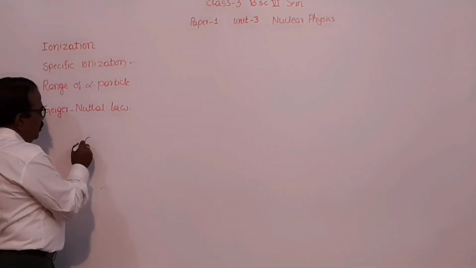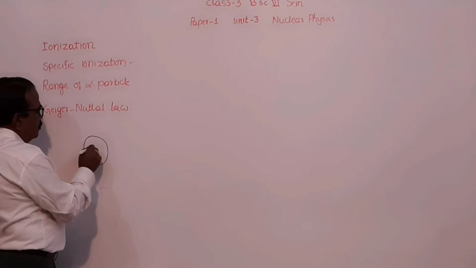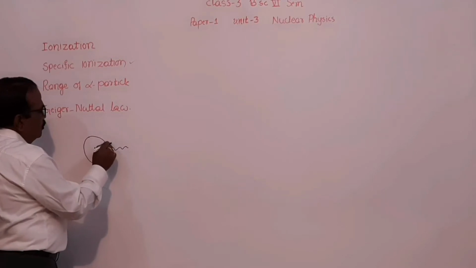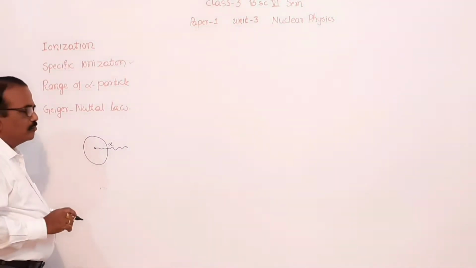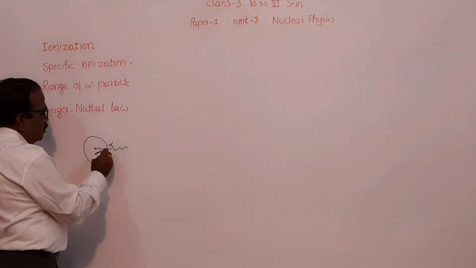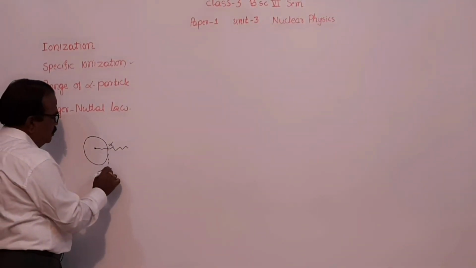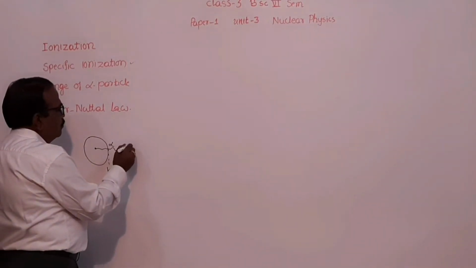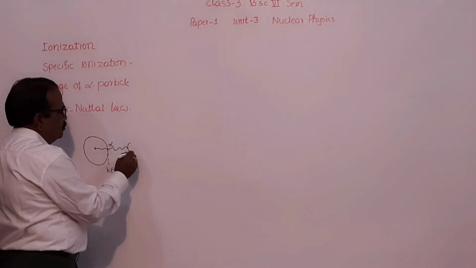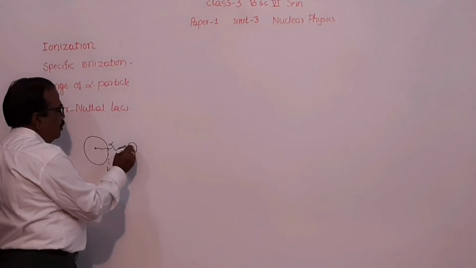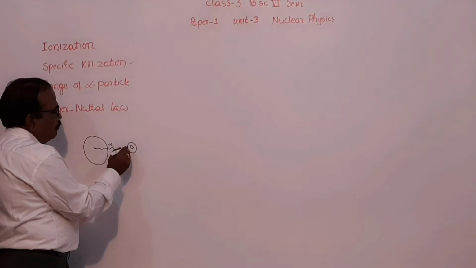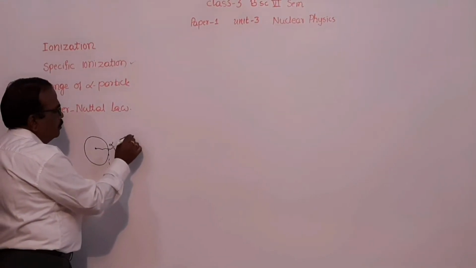You know that from the radioactive element, alpha particle is emitted. Assume that this is an alpha particle. Initially, it has got certain kinetic energy which is known as maximum kinetic energy. And in its path, alpha particle came across an atom which is present in the air medium, and it knocks off an electron from the orbit of this atom.